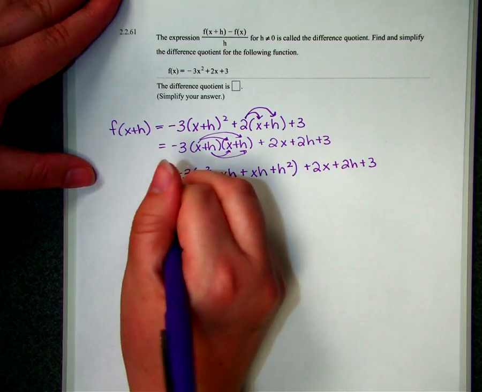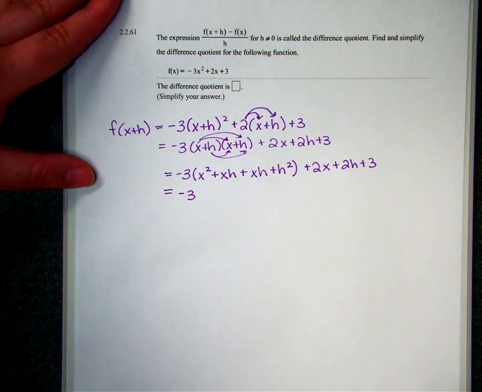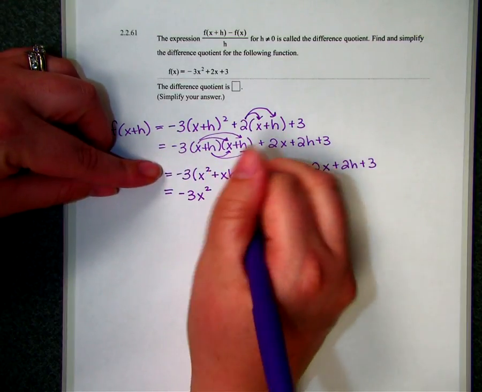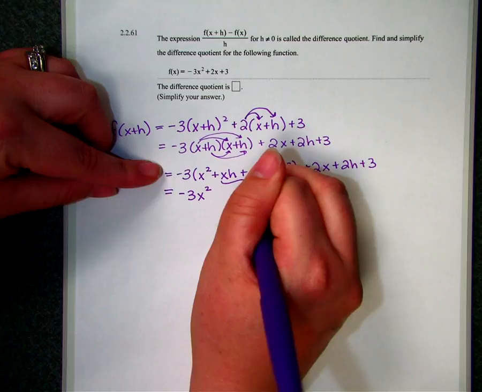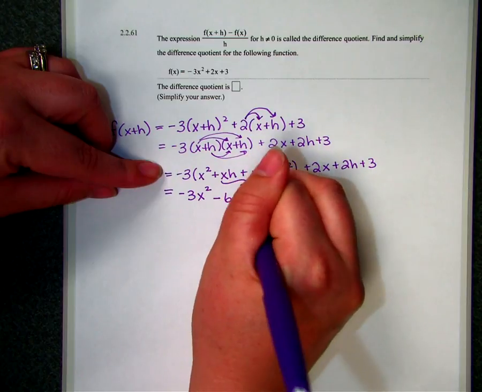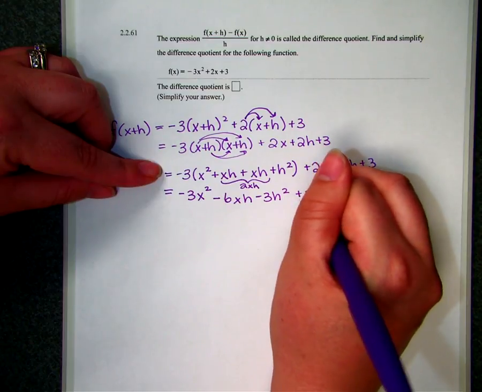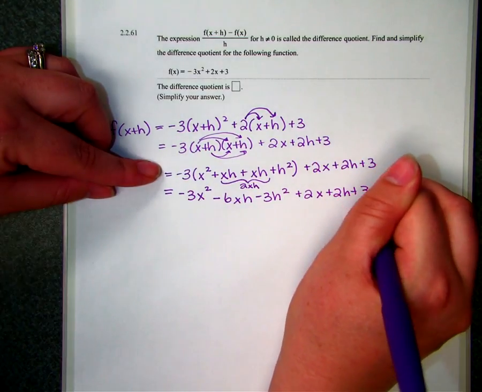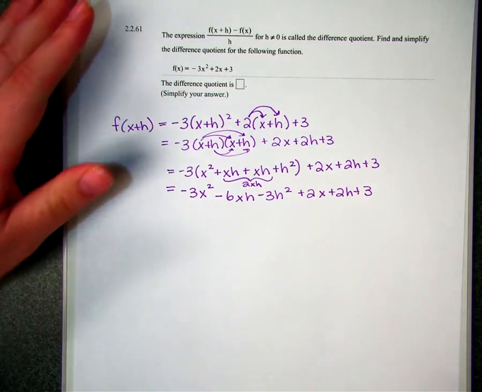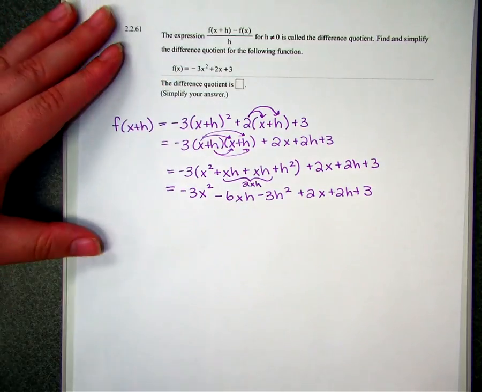Go through this one more time and multiply this new product by negative 3. So negative 3 times x squared is negative 3x squared. Negative 3 times, and these two can actually combine to become 2xh, so negative 3 times 2xh becomes negative 6xh. And then negative 3 times h squared is negative 3h squared. Plus 2x plus 2h plus 3. Take a look. Is there any like term that I can combine? There actually isn't. So this is my final product for f of x plus h.